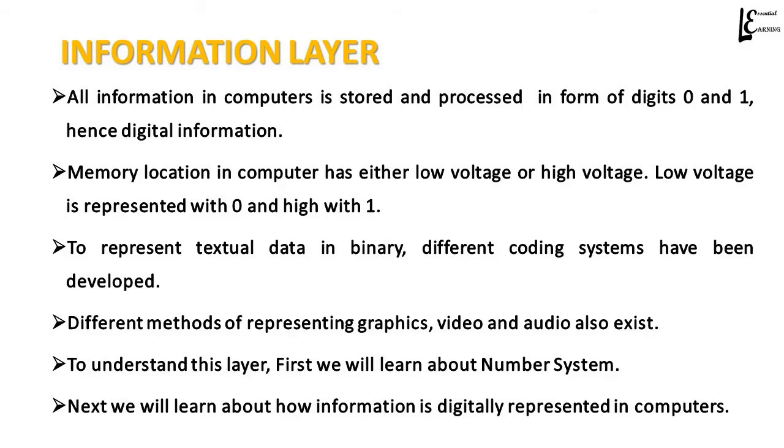All information in computers is stored and processed in the form of digits 0 and 1. Hence, it is called digital information. A memory location in a computer has either low voltage or high voltage. Low voltage is represented with 0 and high with 1. Hence, all types of data or information can be represented with binary numbers, or combinations of 0 and 1.